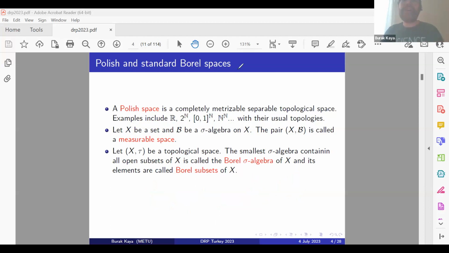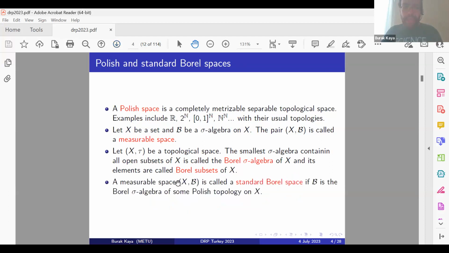Now, if you have taken a measure theory course or a probability theory course, you must have seen these definitions. You know what a Borel set is. These are basically the sets that you care about. And we're going to talk about why that's the case. Now comes another definition. A measurable space is called a standard Borel space if this B is the Borel sigma algebra of some Polish topology, okay?